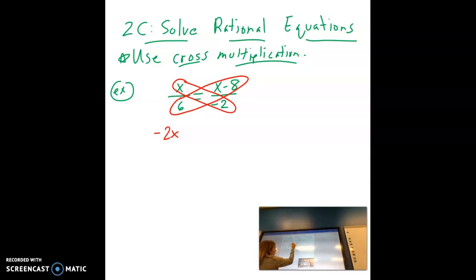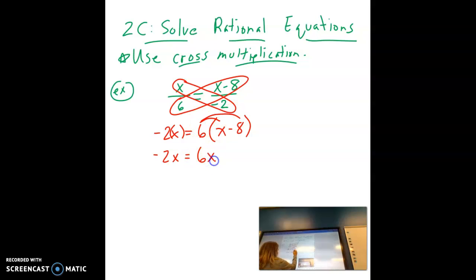Well, once I multiply my first numerator and denominator, I would put my equal sign. And then I need to multiply 6 by the quantity of x minus 8. Because there are multiple terms in the numerator, you have to use parentheses. Okay, so that is the step. And in theory, I could actually use parentheses there, right? Because parentheses means to multiply. So now let's simplify. This gives me negative 2x equals, now I distribute 6 times x minus 6 times 8.